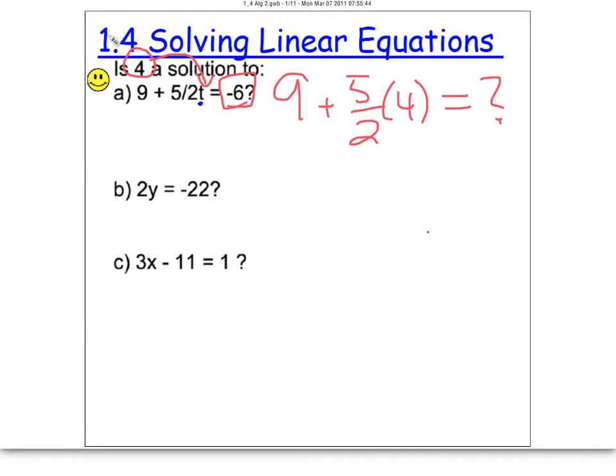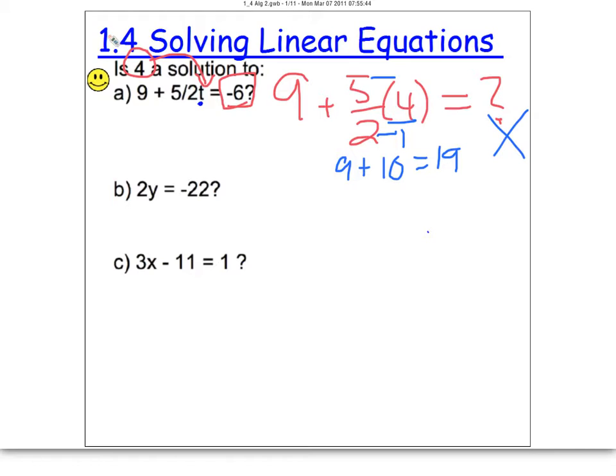Does it equal -6? Well, I'm going to remember to do this. Multiply my fractions straight across. So this is going to be 20 over 2. 20 over 2 simplifies down to 10. And then 9 plus 10 would be 19. That does not equal -6, so no, it's not a solution.